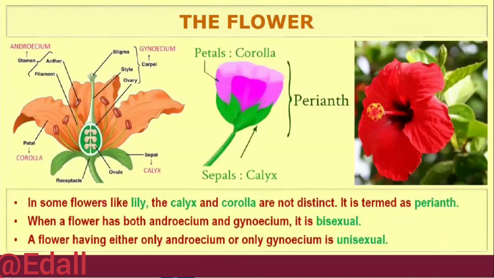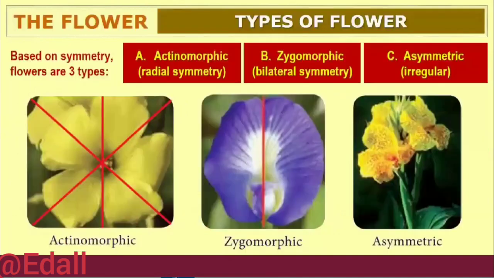In some flowers like lily, the calyx and corolla are not distinct and are termed as perianth. When a flower has both androecium and gynoecium, it is bisexual. A flower having either only stamens or only carpels is unisexual. In symmetry, the flower may be actinomorphic, radial symmetry, or zygomorphic, bilateral symmetry.